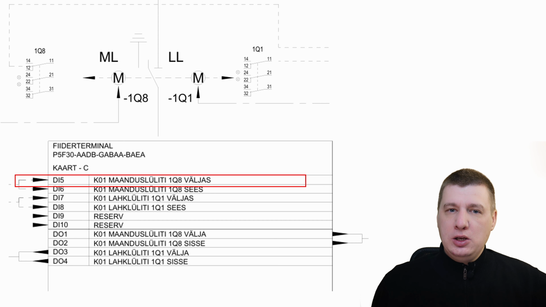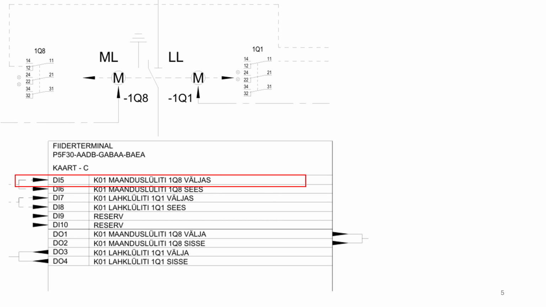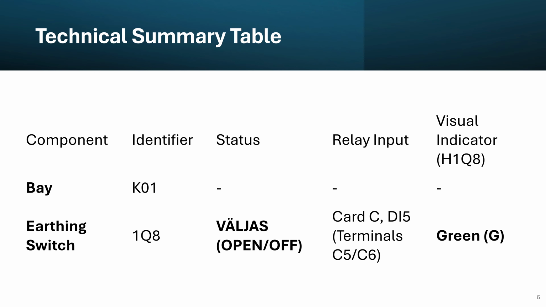For example, you cannot close the circuit breaker Q0 if the earth switch is still on. This relay requires the off status of the earth switch to unlock the rest of your switching operation, which prevents a catastrophic short circuit to ground. So when you see K01 maanduslüiti 1Q8 väljas, you know bay 1 is no longer grounded and is potentially ready for service. Always verify your physical switch position against the HMI before proceeding.